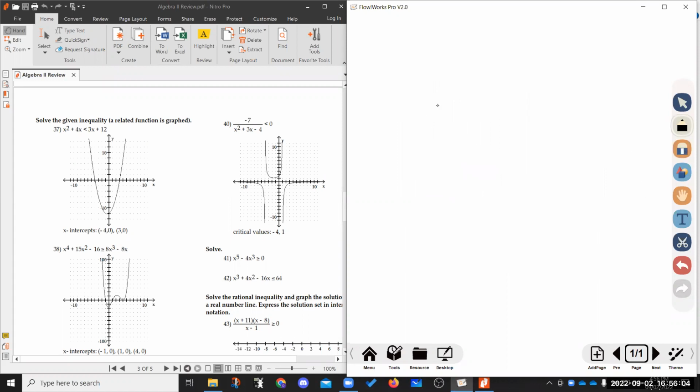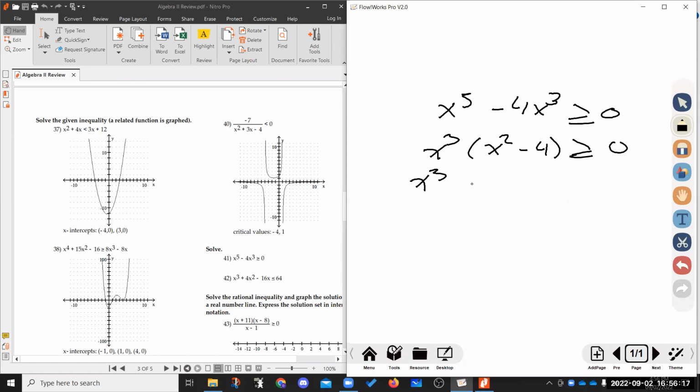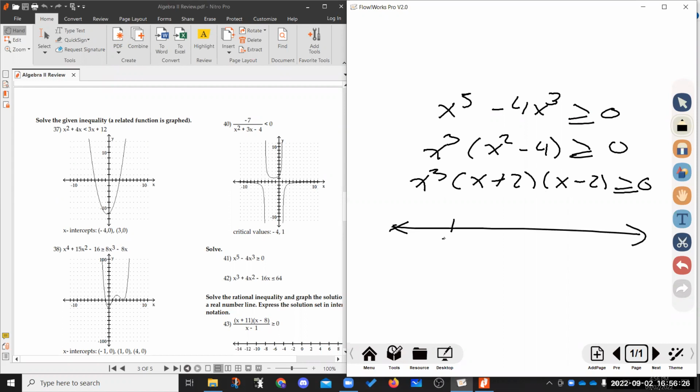Let's go ahead now and solve x to the 5th minus 4x to the 3rd greater than or equal to 0. X to the 3rd times x squared minus 4 greater than or equal to 0. X to the 3rd times x plus 2 times x minus 2 greater than or equal to 0. Put on a number line, negative 2, 0, 2.